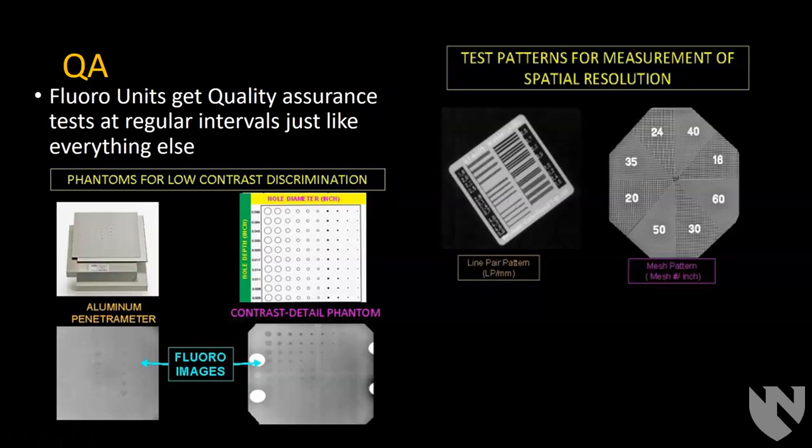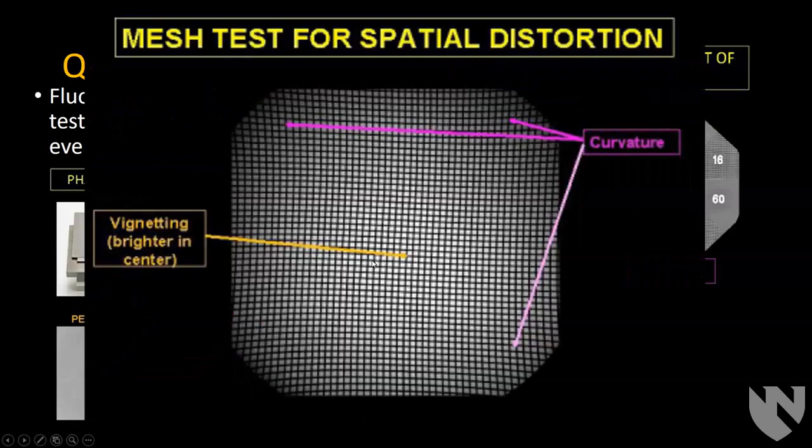Okay, so quality assurance. Fluoro units get quality assurance tests at regular intervals, just like everything else. I don't know that it's worth trying to memorize what they are and how often they happen, but just knowing that they exist. So you can use a mesh pattern to test resolution, or line bar patterns to test resolution. This will also give you ideas of vignetting or pincushion defect. You can also test contrast with different types of phantoms here. And there's a mesh to show that vignetting and curvature.